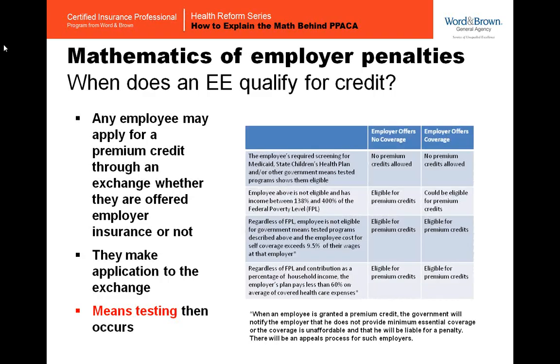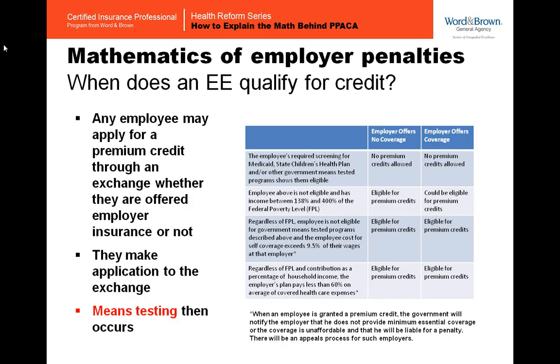So what have we got? Well, you see the two columns. We have an employer who offers no coverage, and then we have an employer who offers coverage. Obviously, an employer with no coverage could be eligible for penalties at the $2,000 rate. An employer who offers coverage could be eligible at the $2,000 or $3,000 rate. We already know that. Let's go through the different situations of the employee.